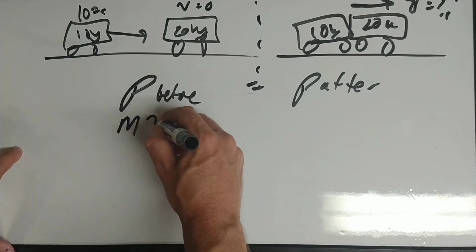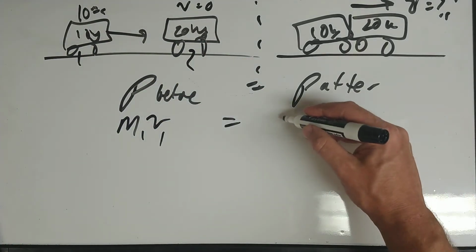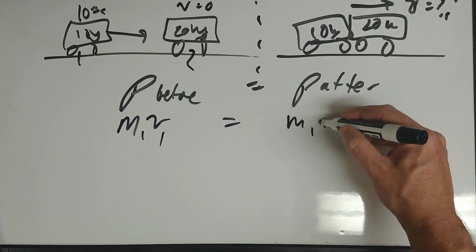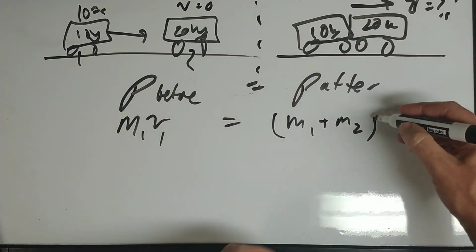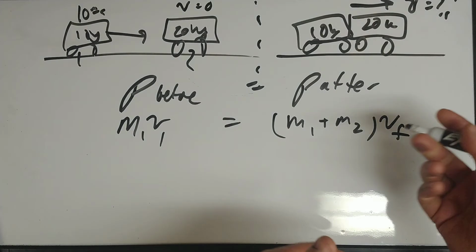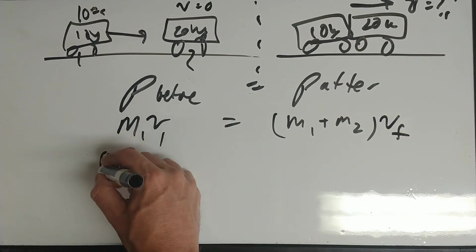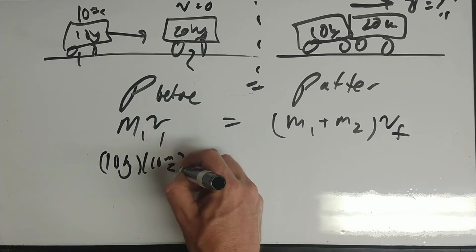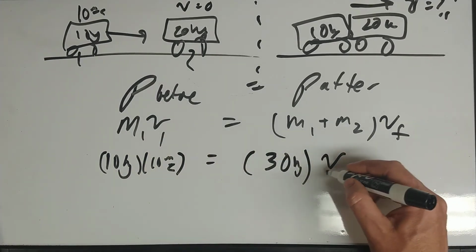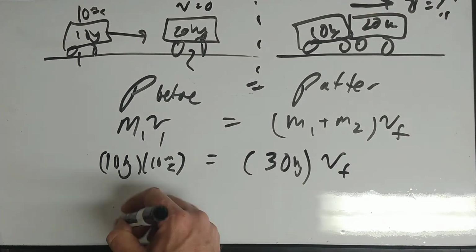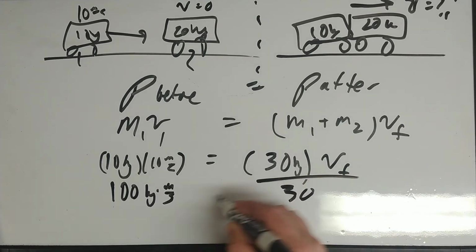So MV, we'll call this cart 1, cart 2, M1, V1. And then after the collision, it's M1 plus M2. I treat them as one mass now moving together, and we'll call it V final, I suppose. All right, so before the collision, it's 10 kilograms times 10 meters per second. After the collision, it's 30 kilograms times VF. So 10 times 10, 100 kilograms times meters per second, divided by 30 on each side.